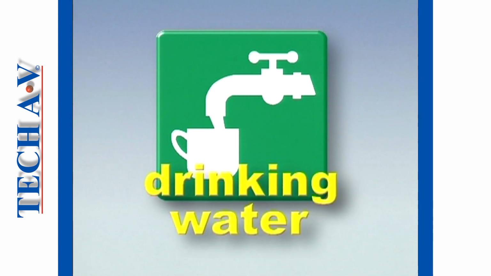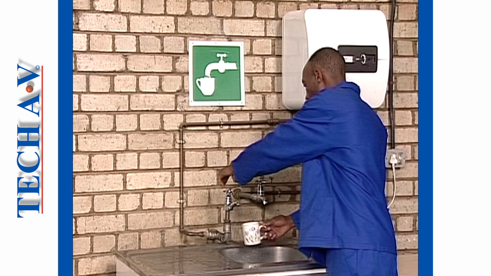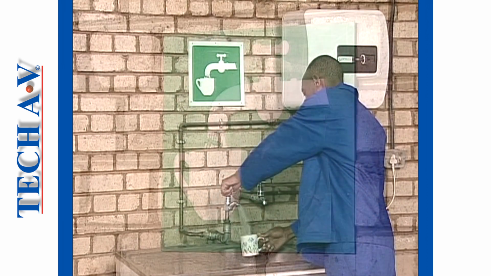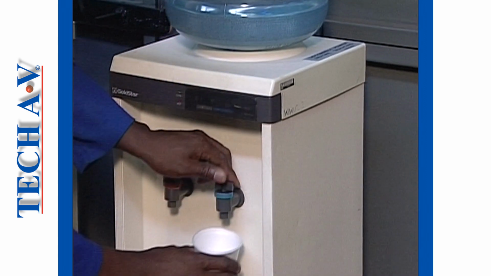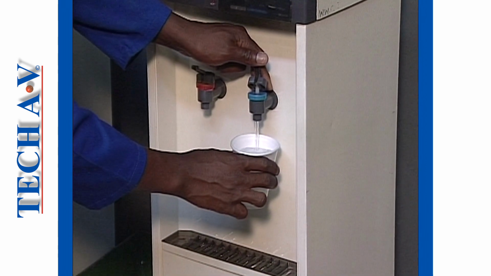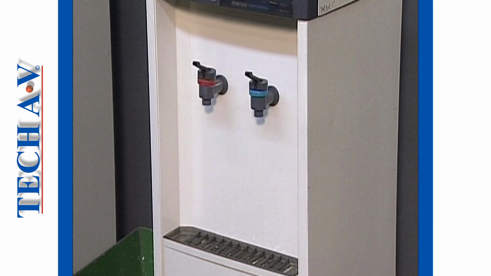The drinking water sign. This sign can be found at taps or a place where water is available and indicates that the water is safe to drink. Under regulations of the OSH Act, every employer must make an adequate supply of drinking water available to his employees. Make sure that after drinking water, you close the tap to conserve water.